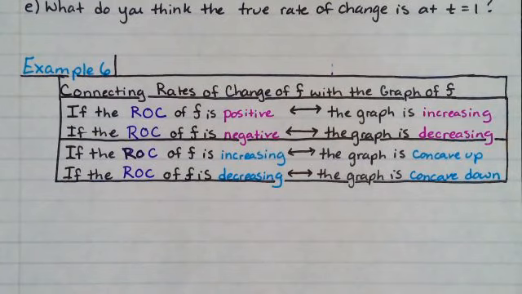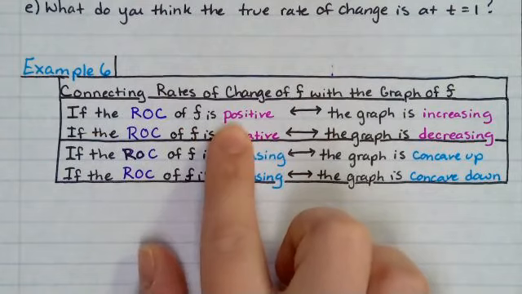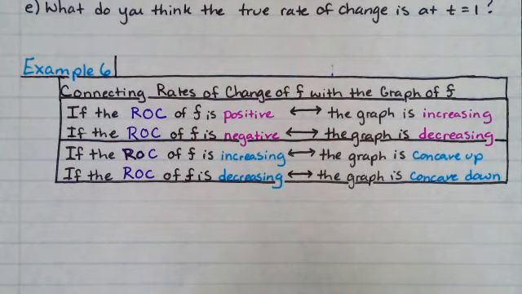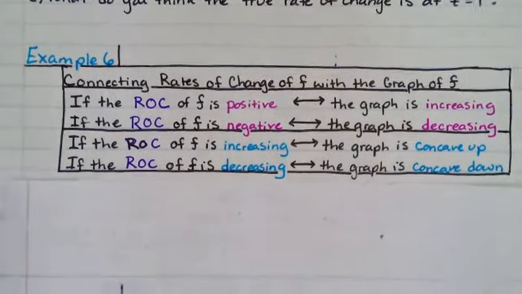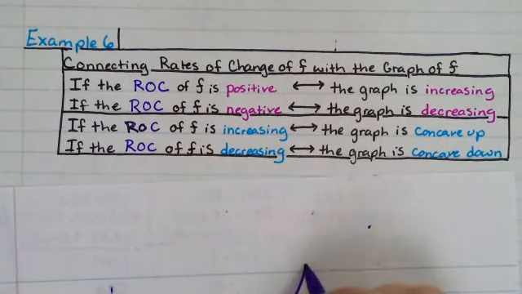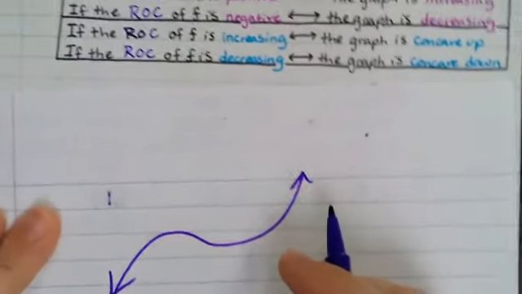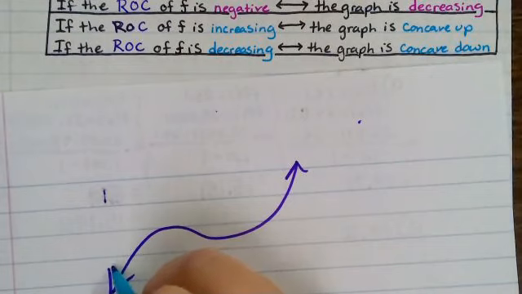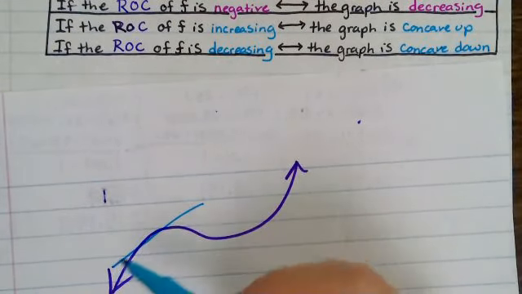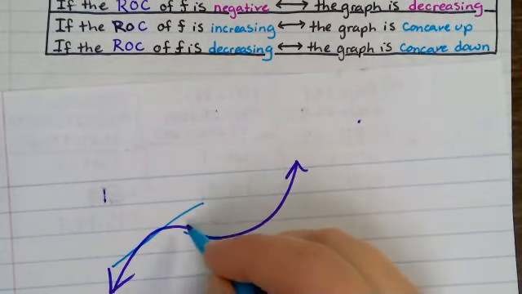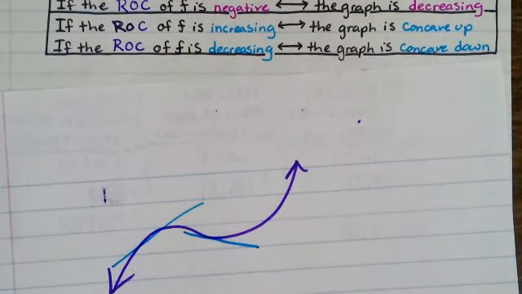Last thing, just some bit of notes. If your rate of change is positive, that means that my graph is increasing. When I'm looking at my graph like this, wherever my rate of change is positive, if I was going to draw this in, that's increasing in that area. If my rate of change is negative, that was decreasing at that point.